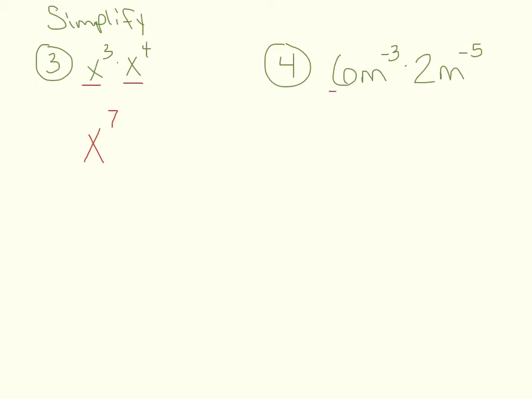So first, just multiply your numbers, so 6 times 2 is 12. M to the negative 3 times m to the negative 5. Well, negative 3 plus negative 5 is negative 8. Remember, anything with a negative exponent needs to be moved to the bottom. So 12 stays on top because the negative 8 only goes with the m. The m moves to the bottom, and instead of negative 8, it's positive 8. Nothing left to simplify, so you're done.